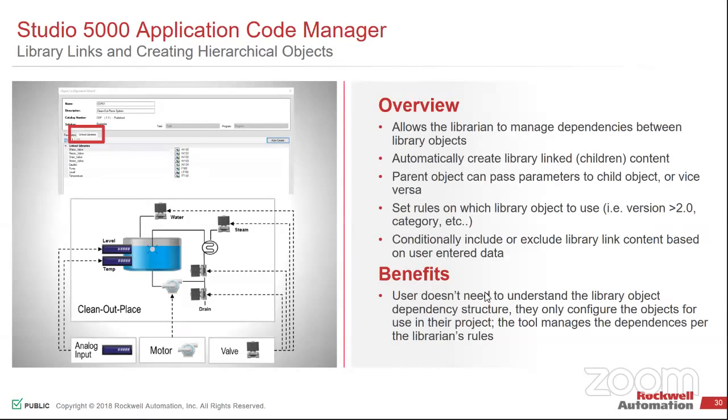The librarian can also set rules on which versions of those parents or children the users have access to. So if you're not ready to roll something out, but you have three librarians working on a certain item, you can restrict it to say, hey, everybody only has access to 2.0, and 2.1 will be out in a week or two when we're finished with it.